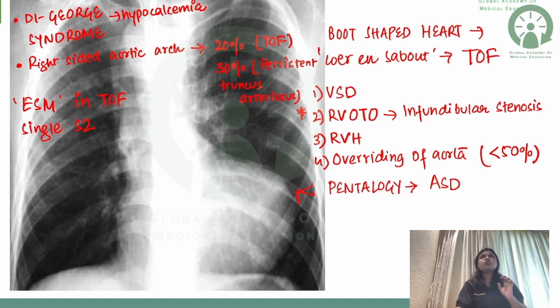Now let me tell you two very important points regarding this TOF murmur, right? That is the ejection systolic murmur. So as the obstruction increases, we are going to get more turbulence and the murmur intensity in case of TOF will increase. However, if there is a very severe obstruction, when there is no flow, there is going to be complete absence of the murmur.